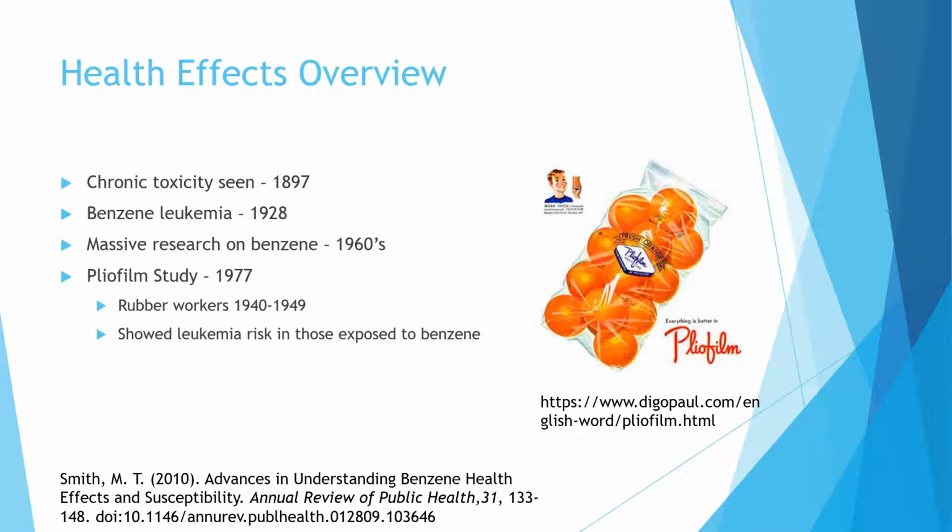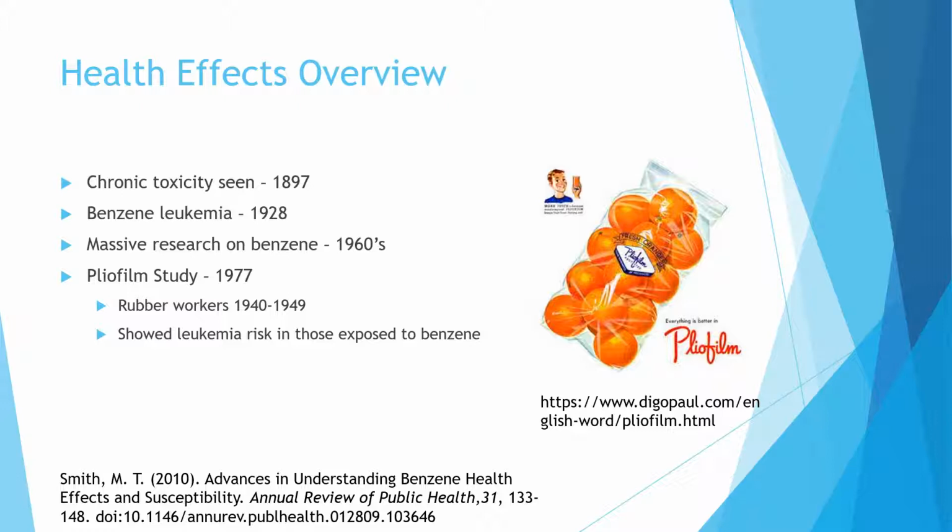In 1928, a couple of scientists associated it with leukemia, and then in the 1960s, there was a large amount of research on benzene and the different health effects. But what I'd really like to discuss here is something called the pliofilm study, and this was published in 1977. So what is the pliofilm study? The pliofilm study followed these rubber workers from 1940 to 1949, so over the course of 9 years, and it showed that they were very exposed to benzene in this process, and they had an increased risk of leukemia.